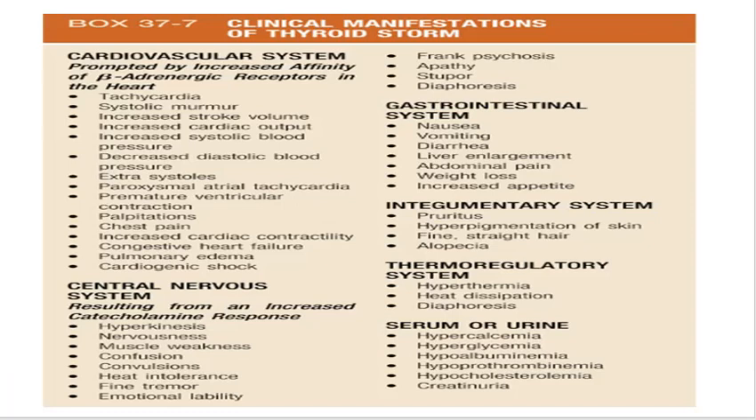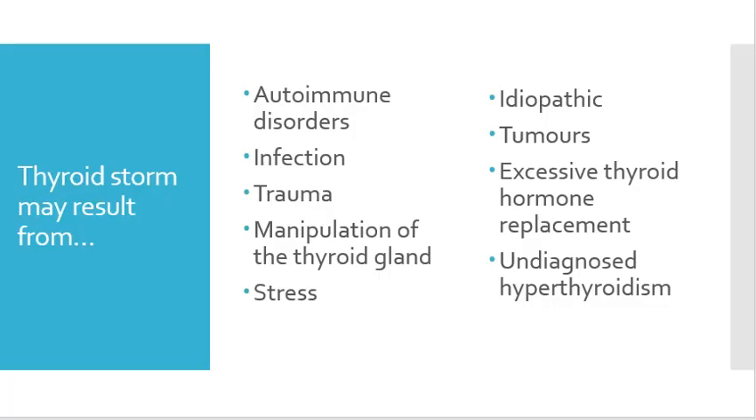Liver tenderness, jaundice, and thinning of the hair may occur. Goiter, an enlarged thyroid gland, develops as the condition progresses. The eyes become protuberant. Periorbital edema can develop. And the patient has a staring type gaze with heavy eyelids. This all may result from autoimmune disorders, infection, trauma, manipulation of the thyroid gland, stress, all these things that I just briefly talked about.